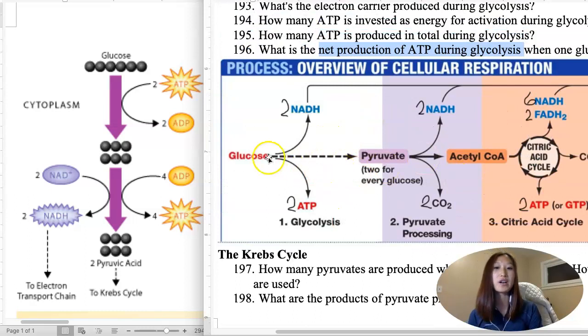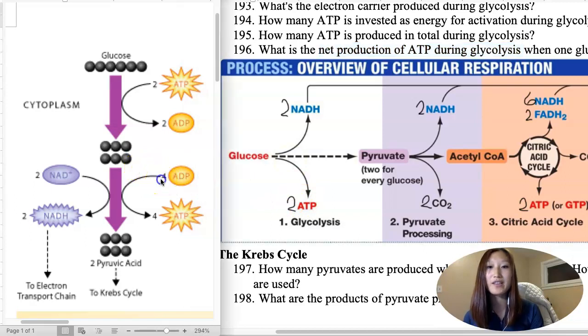So if you look at the summary chart, we have glucose being used, and then we make 3 really important products, ATP, pyruvate, and 2 NADH. But really, if you think about it, if we're making NADH, obviously you need 2 NAD+ as reactant, and if you're making 2 ATP, you need ADP as reactant as well.